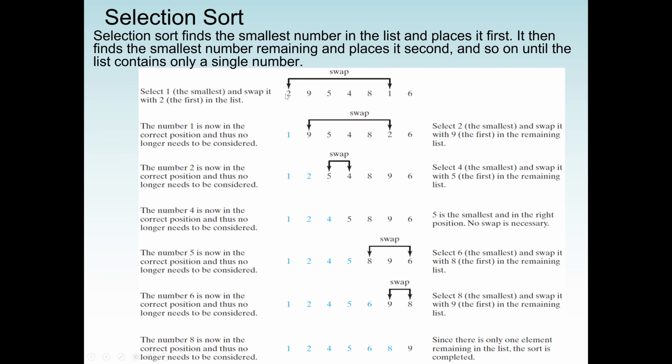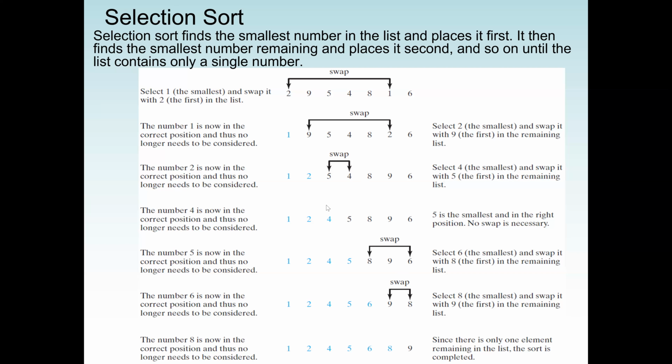The first time, we went through the items and found that 1 is the lowest. So we swap 1 with the first item. We are not going to touch 1 anymore. We start from 9 and look for the lowest, which is 2. We swap again. That's why it's called selection sort: we select the correct value and put it in the right position. And that's what we do throughout until everything is sorted.